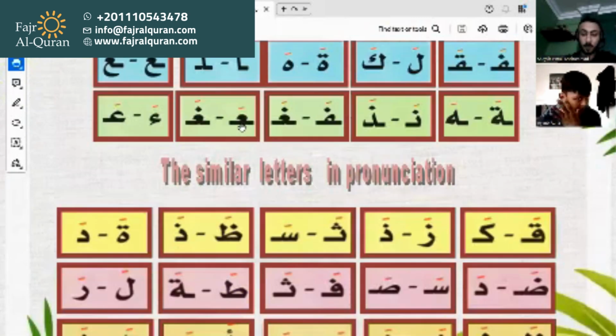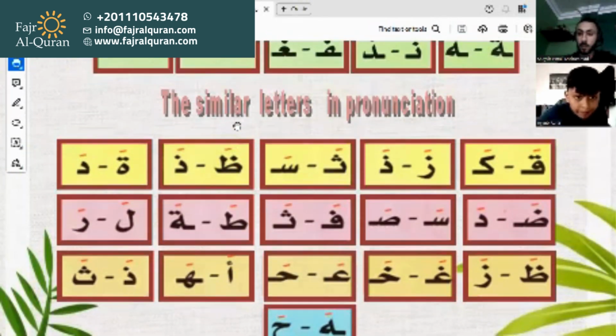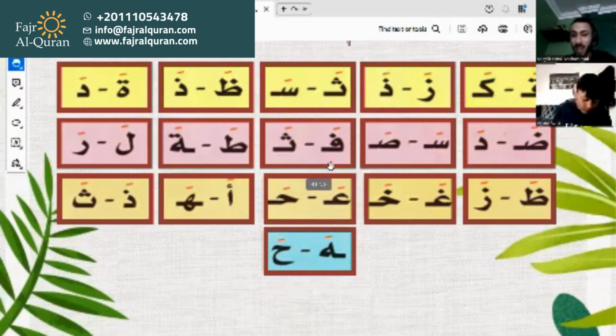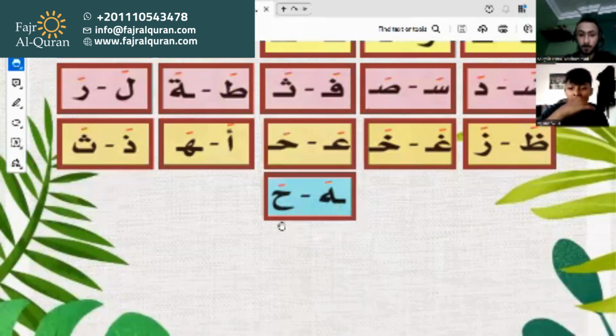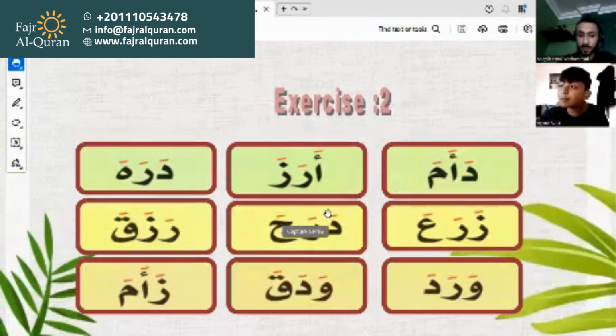Great, and that one? Yes, perfect. This table includes letters that are similar in pronunciation, not in shapes, okay? So your mission as a learner is differentiating between both shapes and how both are pronounced. Are you sure that this one is meh? Oh no, ha. Okay, let's go through words that have fatha on top.